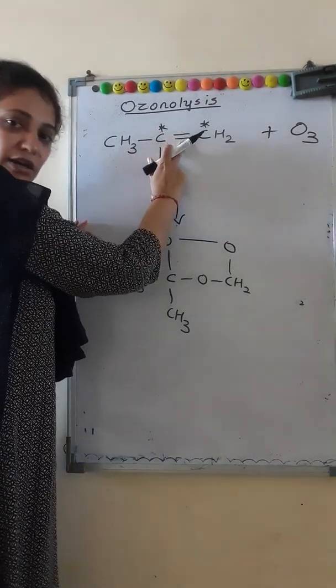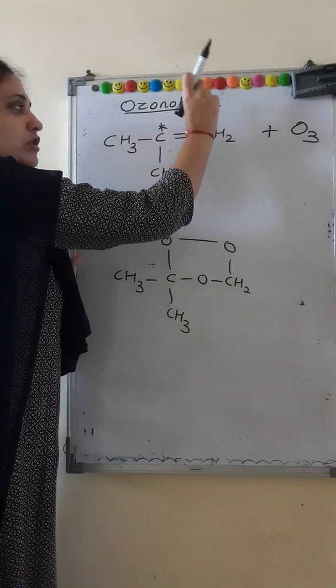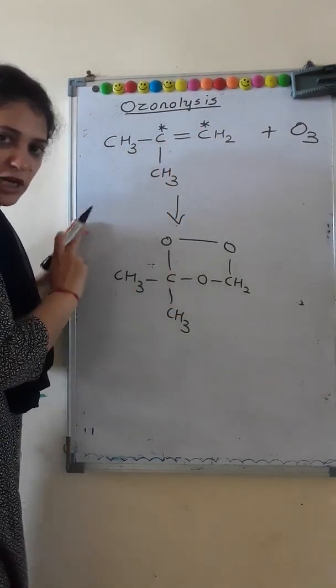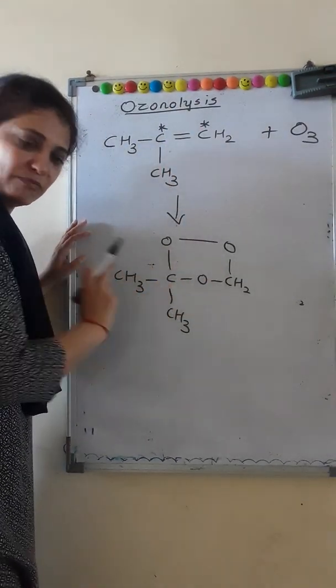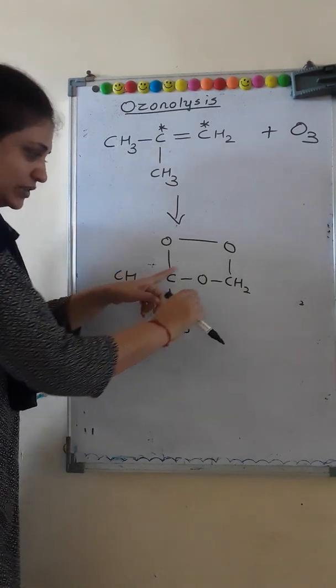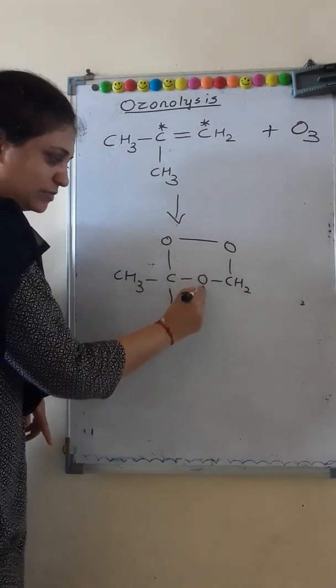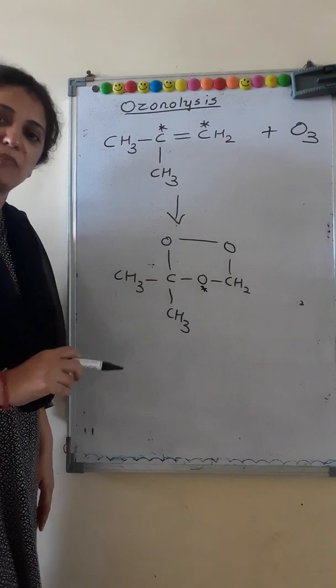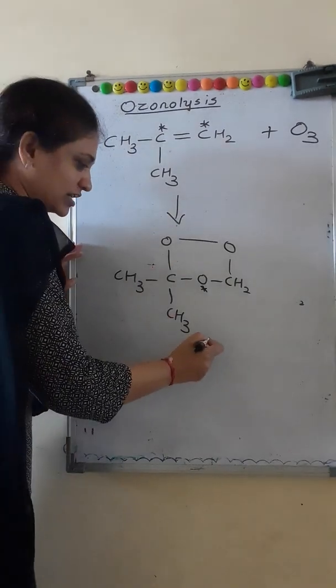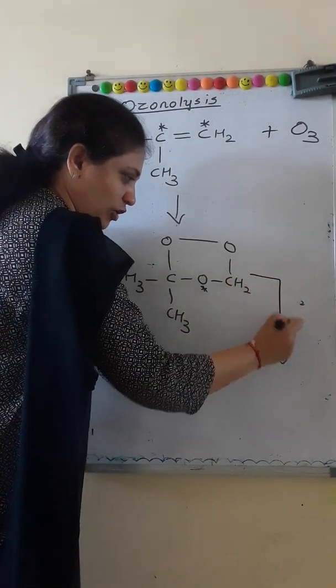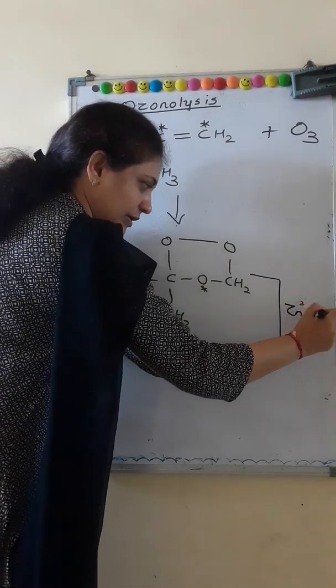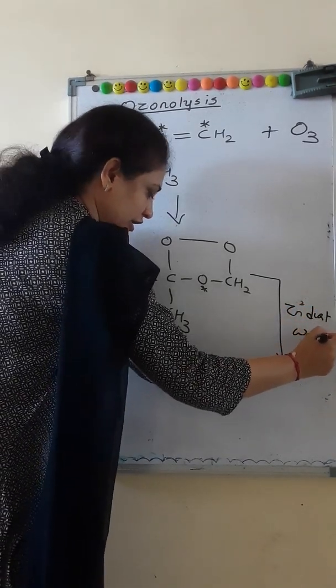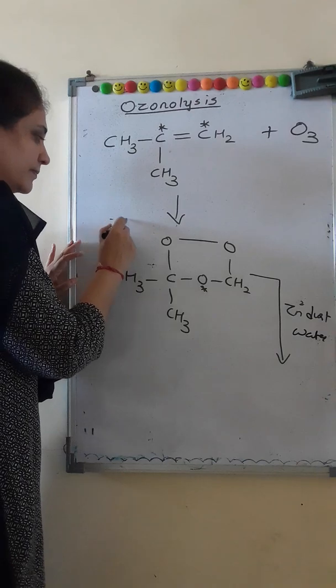So you have to add across the double bond, on both carbons as well as between both carbons. Then this particular oxygen which is added between does not become part of a product. So when reacted with zinc dust and water, this molecule breaks in this form.